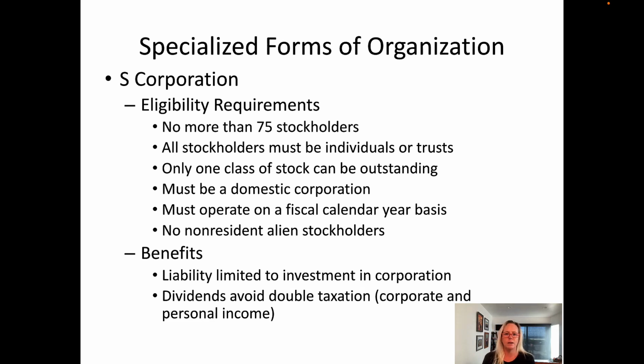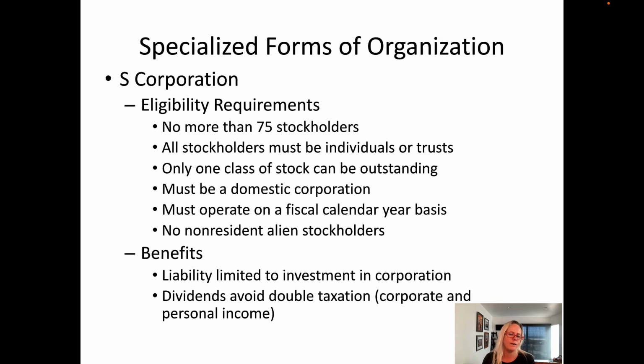And S Corps are designed for smaller corporations, so you can have no more than 75 shareholders. All of the shareholders have to be individuals or trusts. A corporation cannot hold stock in an S Corp. Only one class of stock can be outstanding. The S Corp has to be a domestic corporation, which means that it has to do business in the state where it's domiciled. They have to operate on a fiscal calendar year basis.